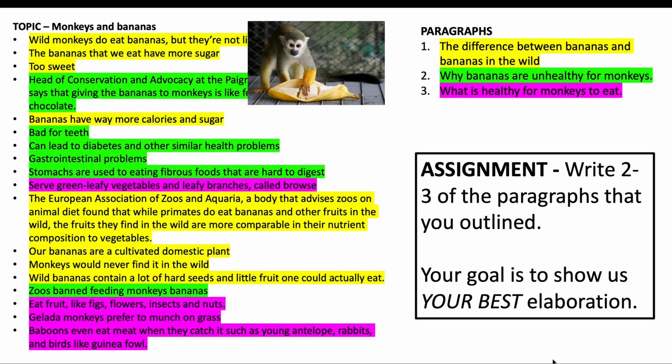I really felt like I could do my best elaboration in those 2 paragraphs. So today, you can choose to write all 3 of the paragraphs that you outlined. Or if you feel like you can really do your best elaboration in 2 paragraphs, that's fine also. Your goal today is to show us as many of those strategies for elaboration as you can.